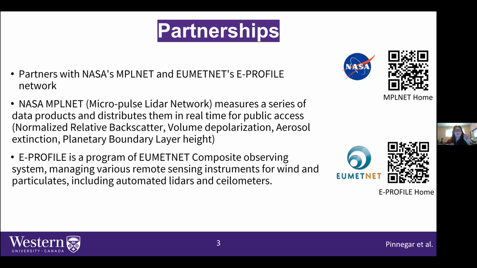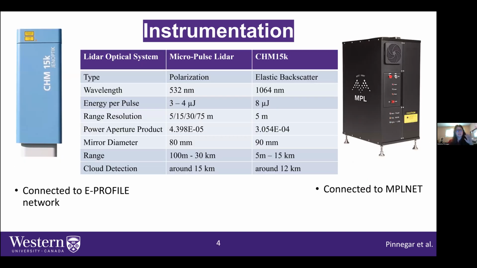So here in London, we operate our ceilometer, or CHM15K. I continue to reference it as the Lufft ceilometer. And then we also have our mini micropulse LiDAR. The biggest differences between these two instruments are their wavelength: the Lufft ceilometer operates at 1064 nanometers and is just a basic elastic backscatter LiDAR, and our MPL, or mini micropulse LiDAR, operates at 532 nanometers and is a polarization LiDAR.